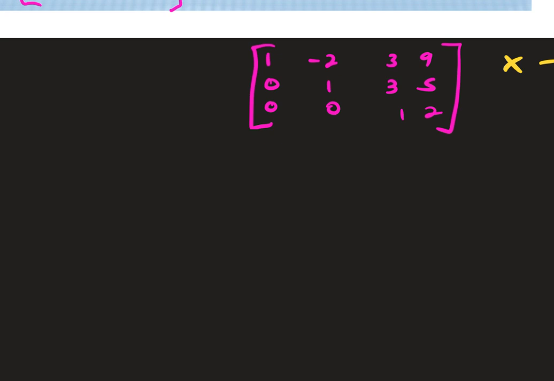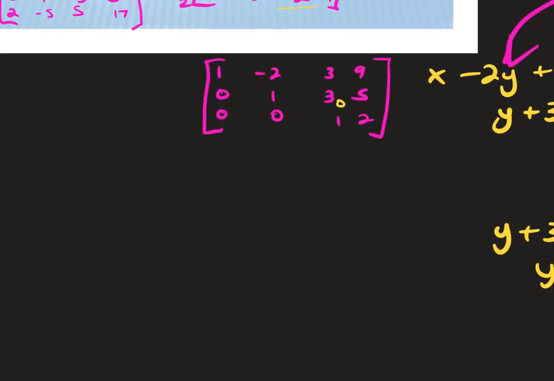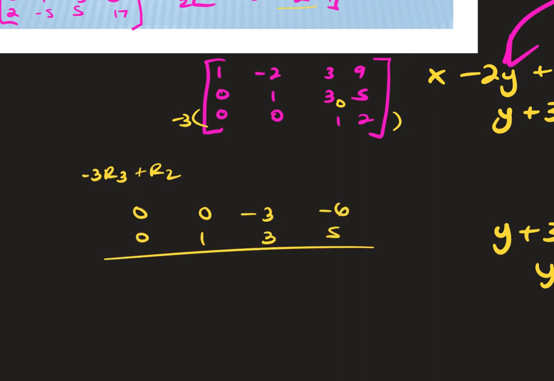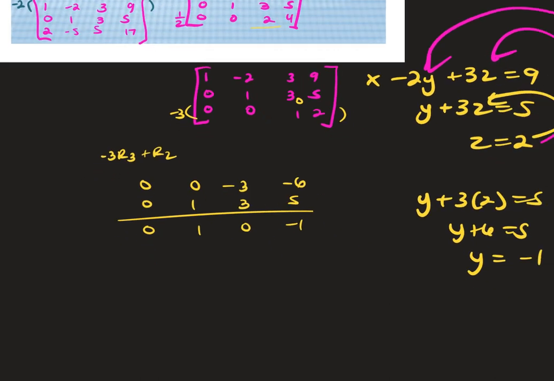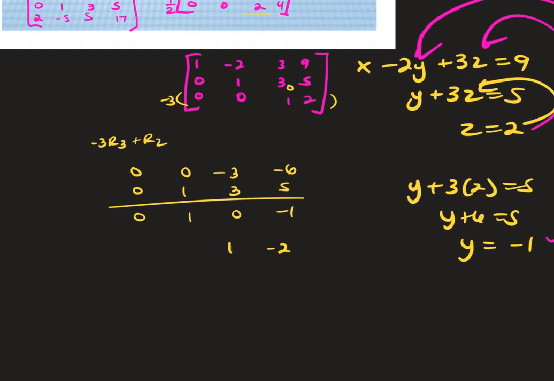All right, now the next question is going to say rewrite the row echelon form, which is this, and then finish it using Gauss-Jordan. So I want my other zeros. If I want to get a 0 where the 3 is, I'm going to do negative 3 row 3 plus row 2. So I get 0, 0, negative 3, negative 6; 0, 1, 3, 5; 0, 1, 0, negative 1. And that's row 2. 1, negative 2, 3, 9.